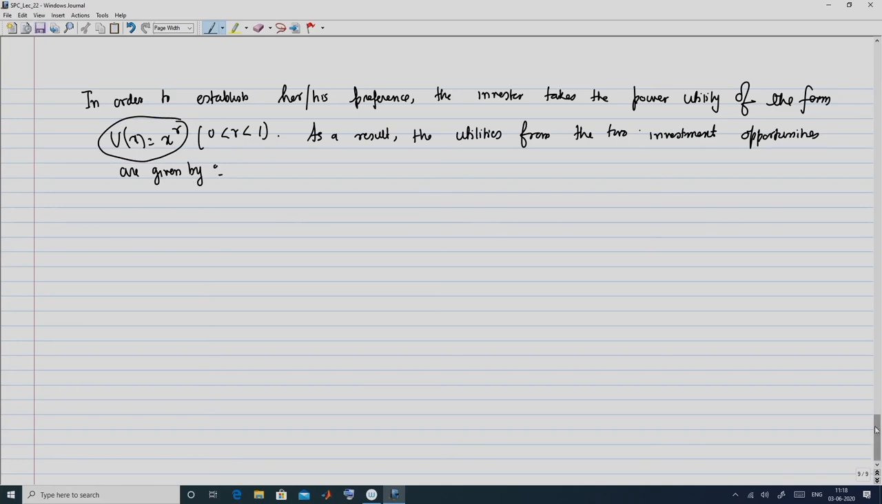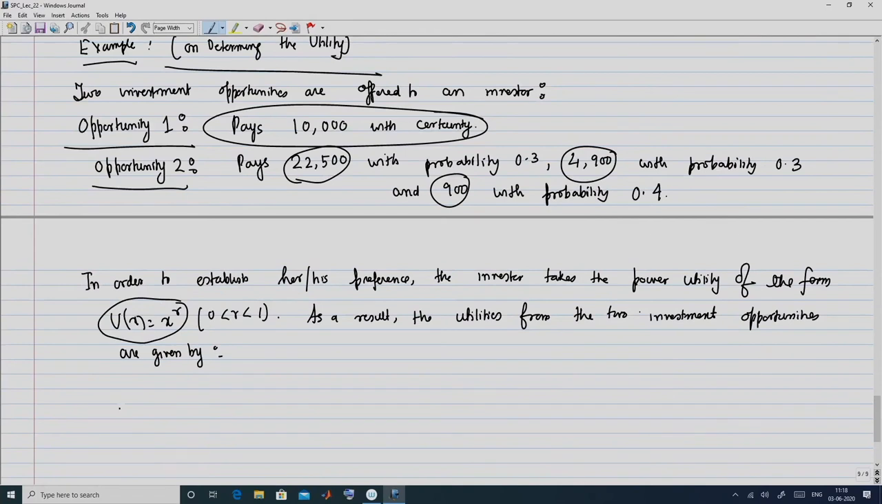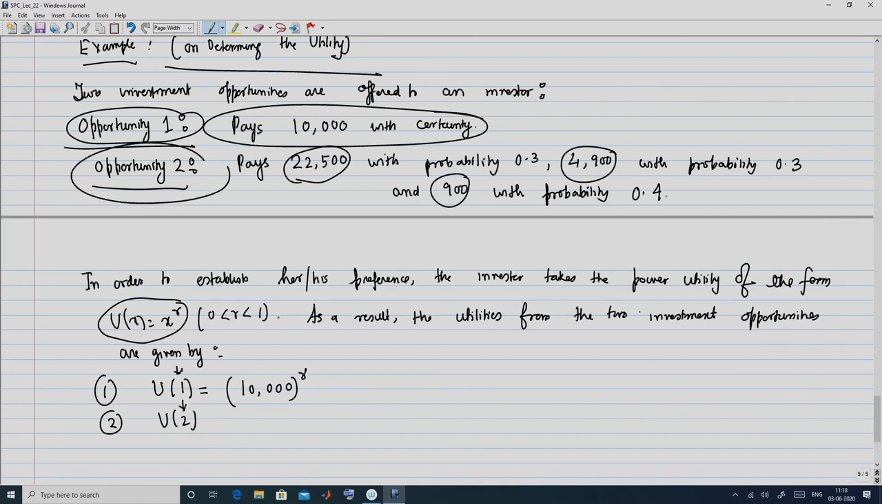So then we look at both the opportunities and what is going to be the utility. So in the first case, for opportunity 1, I will denote the utility as u of 1. And this is going to be simply, so here 1 does not indicate the value, but this is going to indicate the opportunity 1. And this is going to be nothing but the wealth level 10,000 raised to gamma. And in the second case, u of 2, that is the utility for opportunity 2, this is going to be given by the expected value. So in this case, it is going to be the expected utility.